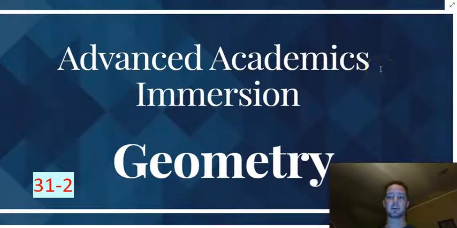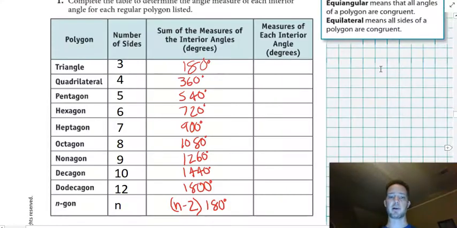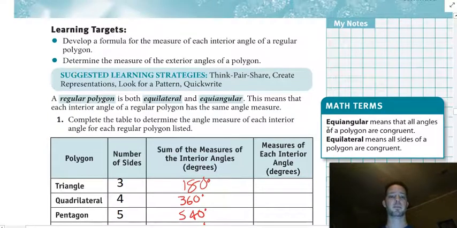We're going to be focusing on exterior angles of regular polygons. So we need to know what regular polygons are, and we're going to see if we can come up with a formula for finding the interior and exterior angles of regular polygons. All right. So first we need to know what a regular polygon is.